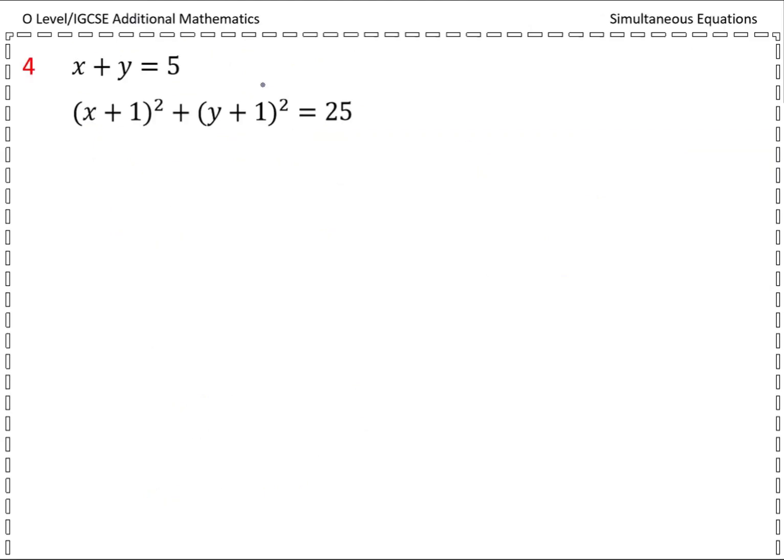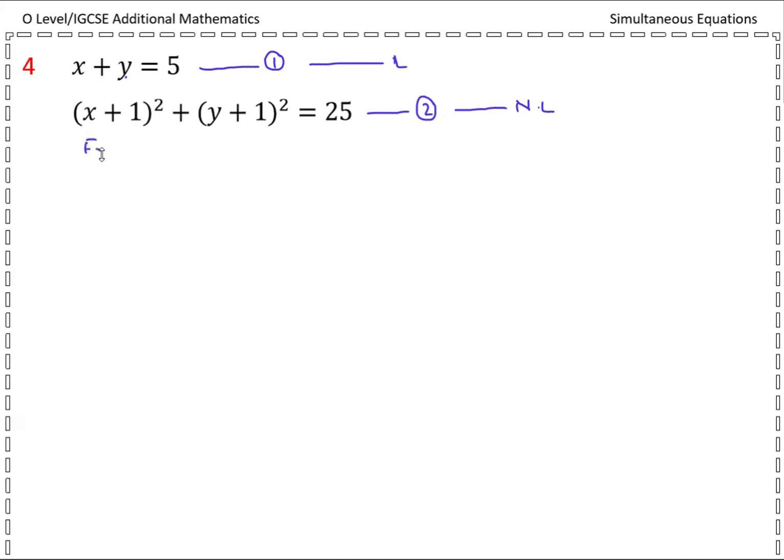Let's solve another pair of simultaneous equations. We can consider this as equation 1. This is equation 2. This equation is a linear equation, and this one is non-linear, as we have x plus 1 whole square. Now, we have to make one of the variables the subject from the linear equation. Either we have to make y the subject or we have to make x the subject. In the linear equation, x has coefficient 1 and y as well has coefficient 1. So either we can make y the subject of the formula or x the subject of the formula.